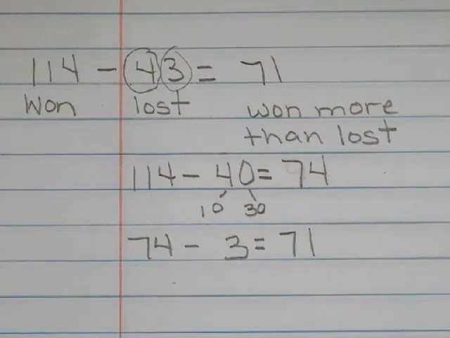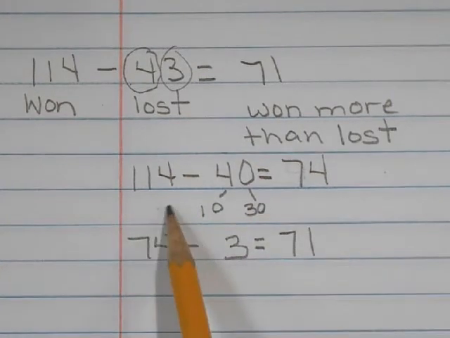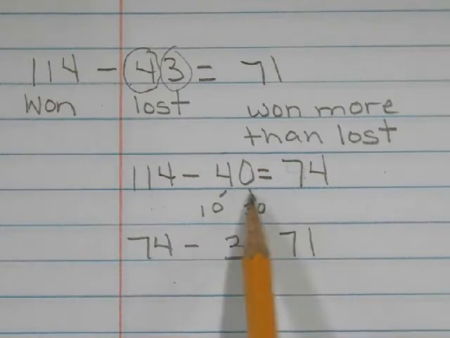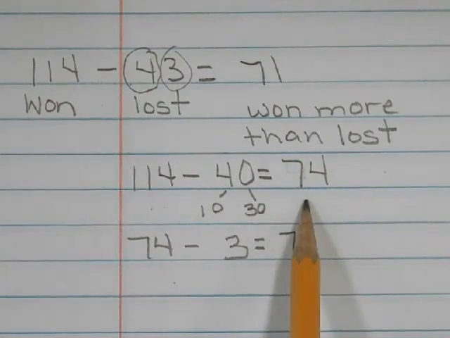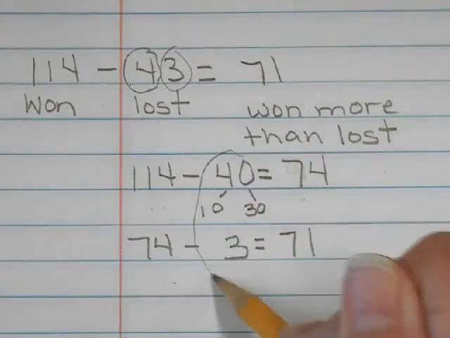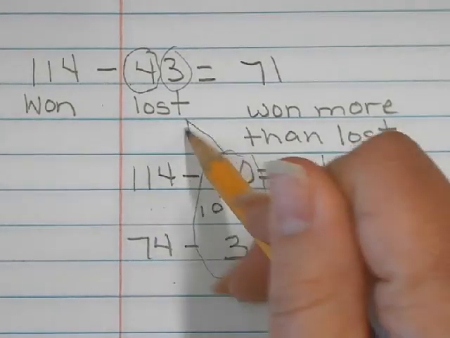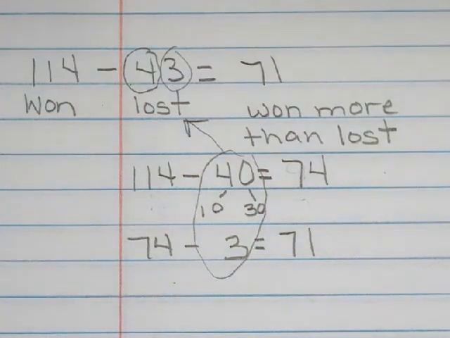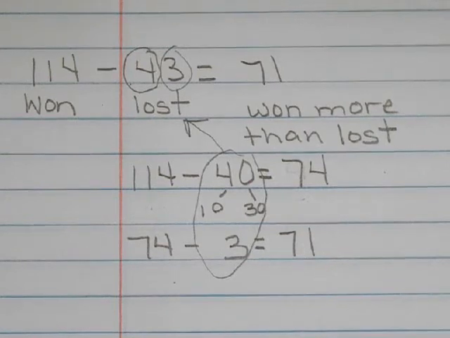When we go to write this out, we would definitely say the team won 71 more games than they lost, because if I subtract 114 minus 40, I would have 74. Then I subtract 3 more, which is making this 43 here, and that would give me 71 games more won than lost.